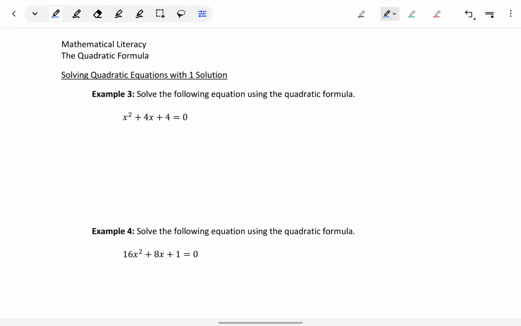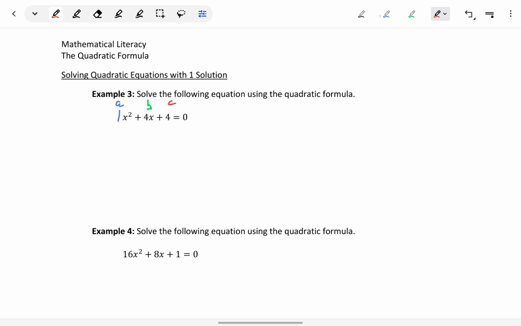In the last two examples, we ended up with two solutions, but we mentioned that there could be cases where we end up with one or no solutions. So now we'll look at a couple of examples where we end up with one solution. In example 3, we have 1x squared plus 4x plus 4.